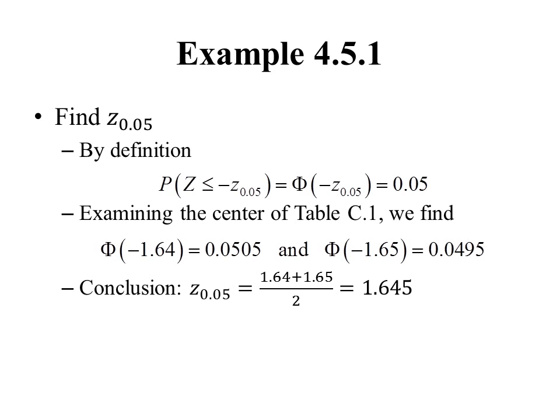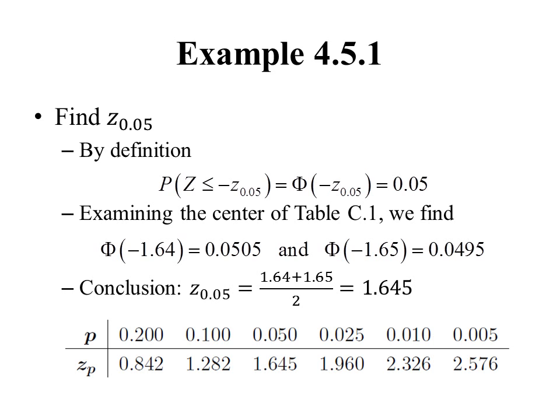So here's a table of critical z-values for some commonly used values of p. Now, p could be any value between 0 and a half, but these are some frequently used values. So we see here in our table, z sub 0.05 is 1.645. Right here we see z sub 0.025 is 1.96. We'll be referring back to this table frequently over the next few sections.